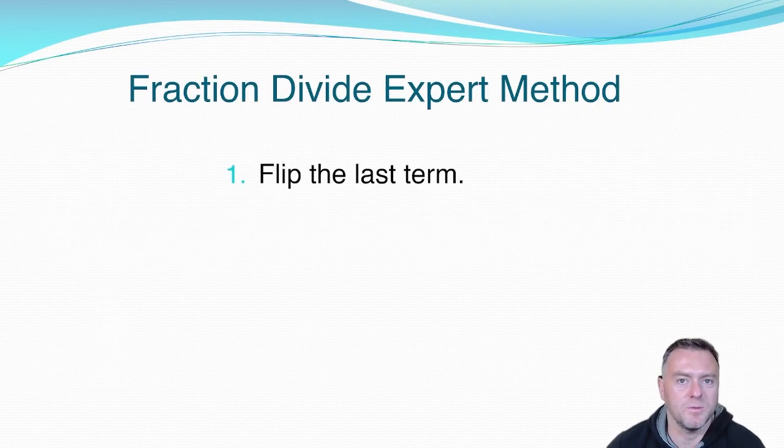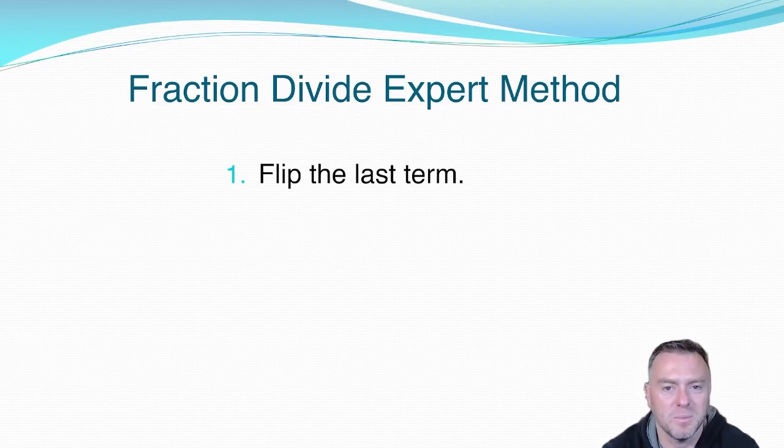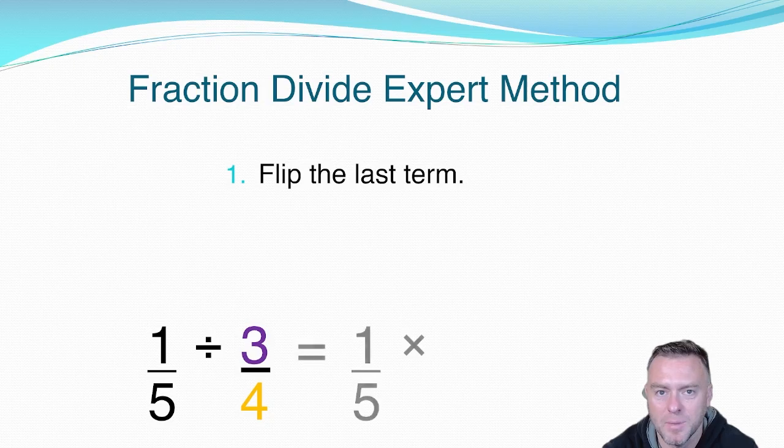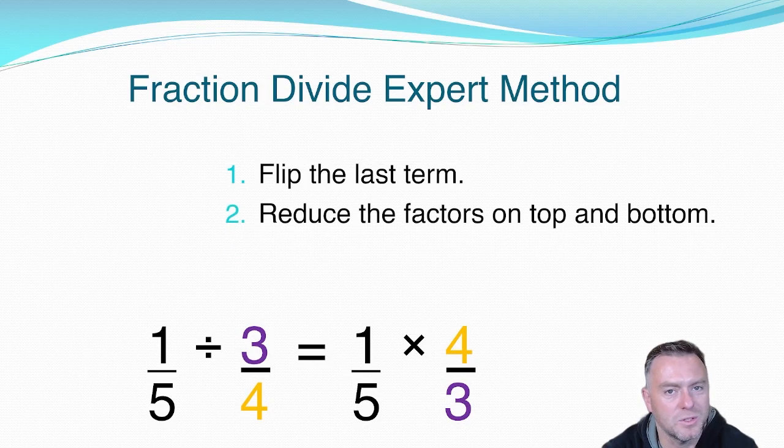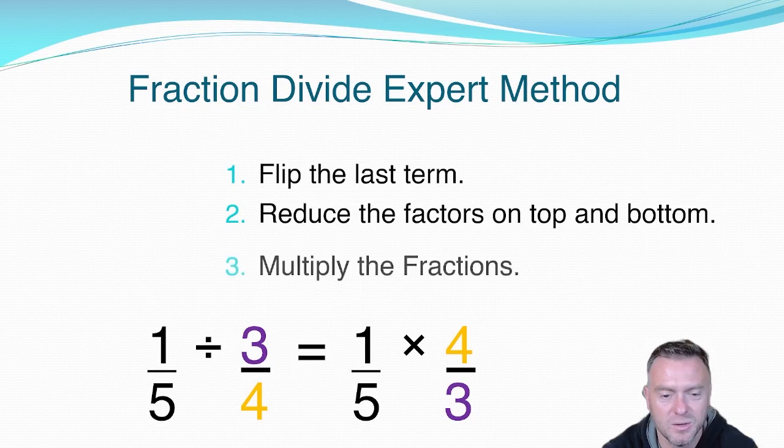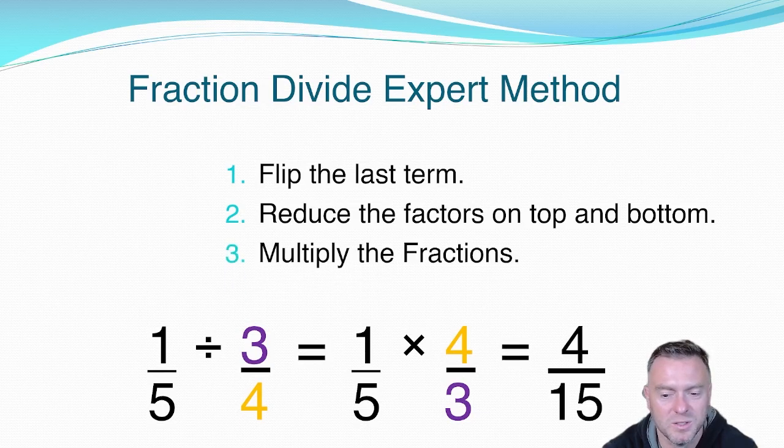So the first step is you always flip the last term when you're dividing, and then you change the symbol to a multiply. So this is the same as 1 on 5, so that stays the same. But instead of divide, we now say it's times 4 on 3, and that will flip it. Now, when we go through that, then we reduce the factors on the top and the bottom. So in this case here, there was nothing to do, and then we just multiply the fractions together. So 1 times 4 is 4, and then 5 times 3 is 15.